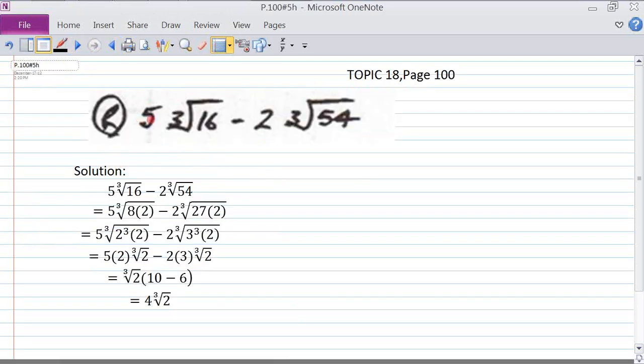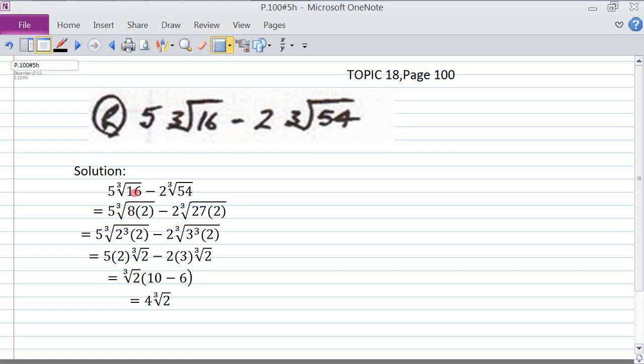Okay, now here I have 5 times the cube root of 16 and 2 times the cube root of 54. So I've rewritten the problem right here, and now instead of 16 I'm going to write 8 times 2, and instead of 54 I'm going to write 27 times 2. Now why do I do that? Because I know 8 is 2 cubed and I know 27 is 3 cubed. So the cube root of something cubed is whatever the number is right here. So always try to see if you can simplify it in that way.